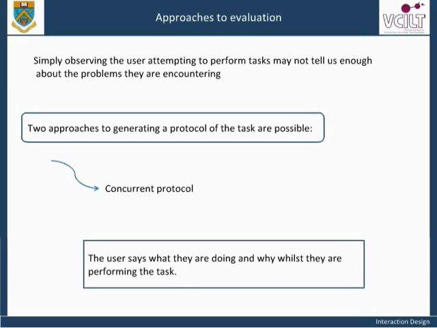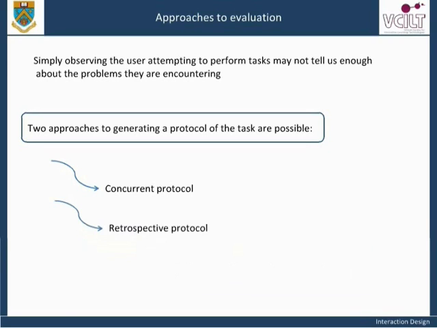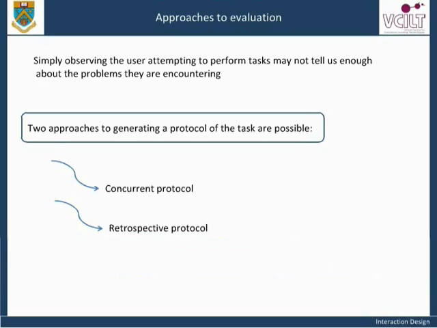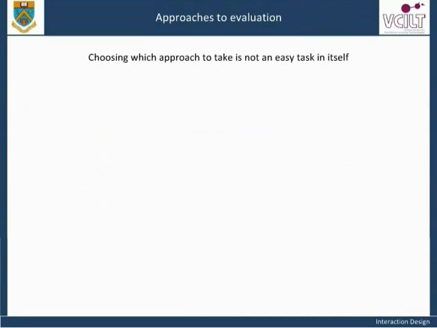Concurrent protocol: the user says what they are doing and why whilst they are performing the task. Retrospective protocol: the user tells you what they did and why after they have finished the event. This may be done in conjunction with a transcript of the task performance and/or a video recording. Choosing which approach to take is not an easy task in itself.